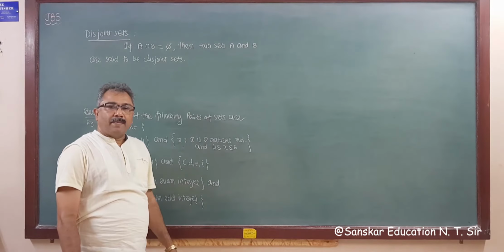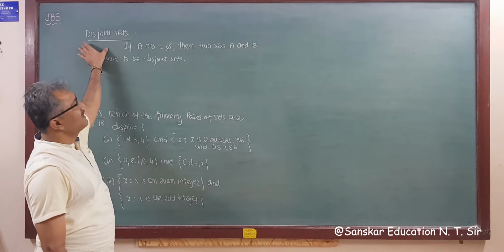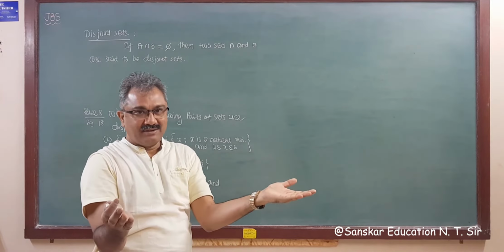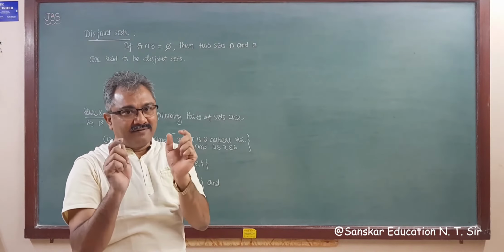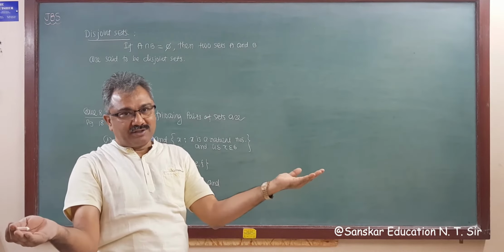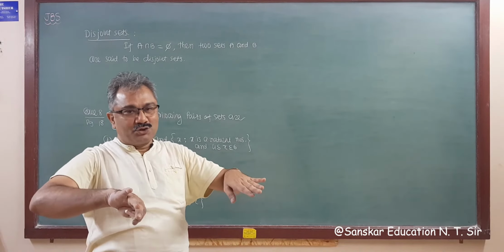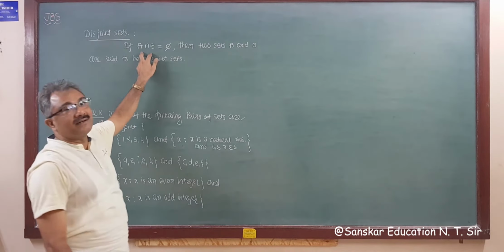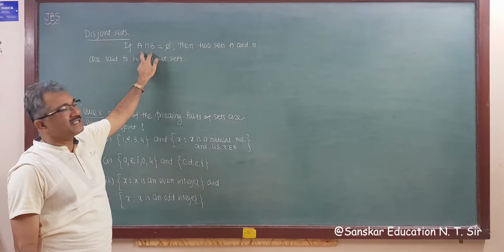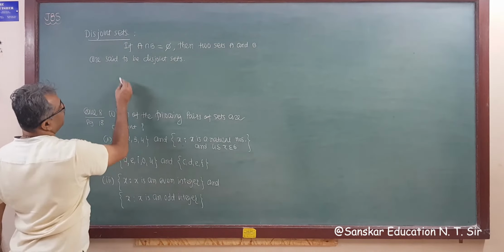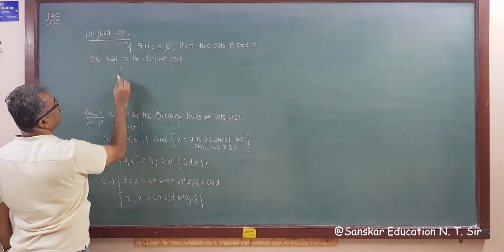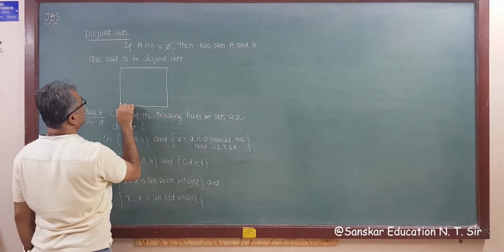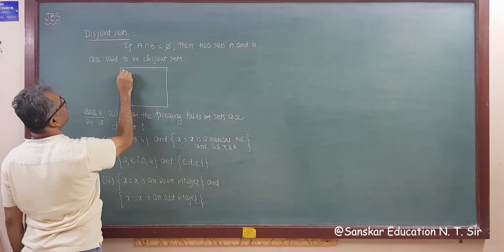Okay. Now another new definition of sets, that is disjoint sets. Disjoint means different, separate, as the name says. So two sets are said to be disjoint if the intersection of both sets is the null set. Suppose we want to draw a Venn diagram, then this is your universal set U.